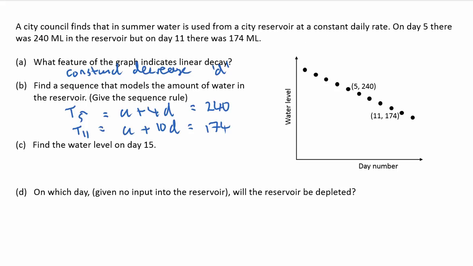The City Council finds in summer, water is used in city reservoir at a constant daily rate. And that's the key. You can see here a constant decrease from the 5th day, 240, down to the 11th day, 174. So we say there's a constant decrease for a D, and we can set up the two figures as a simultaneous equation. Now generally, we'll be using our calculator in order to work that out.